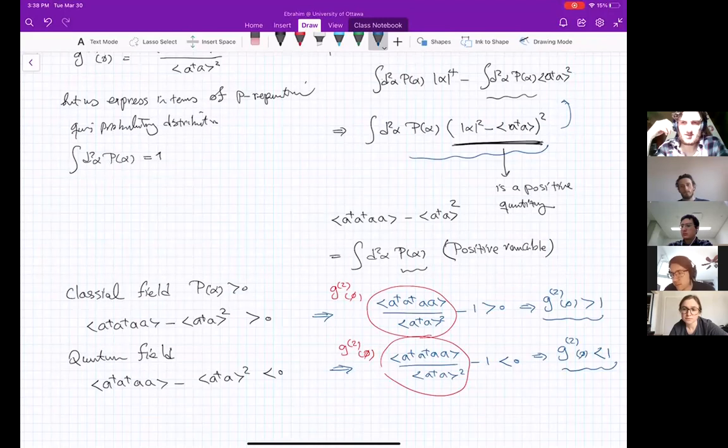But does G2 have to be strictly less than one for a quantum field, or can it still be, is the implication the other way? Like G2 less than one implies that we do have a quantum field, but not necessarily the other direction. When you have a G2 which is below one, it is quantum.